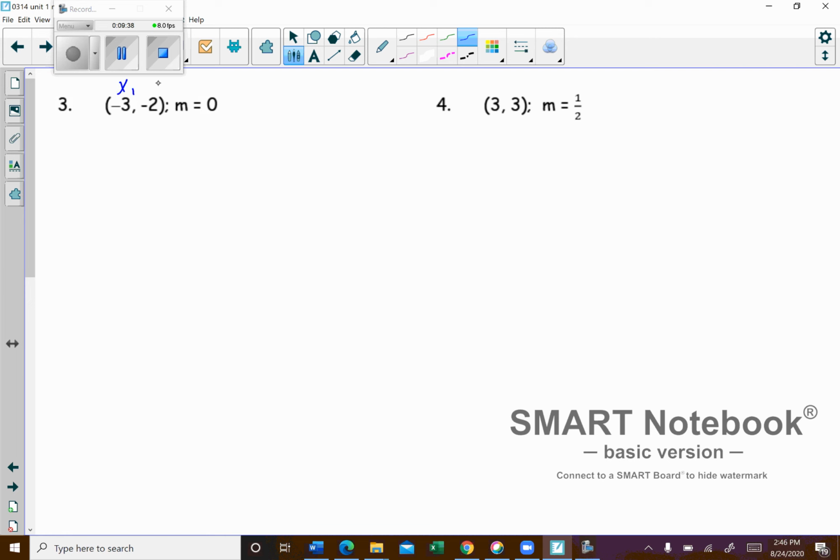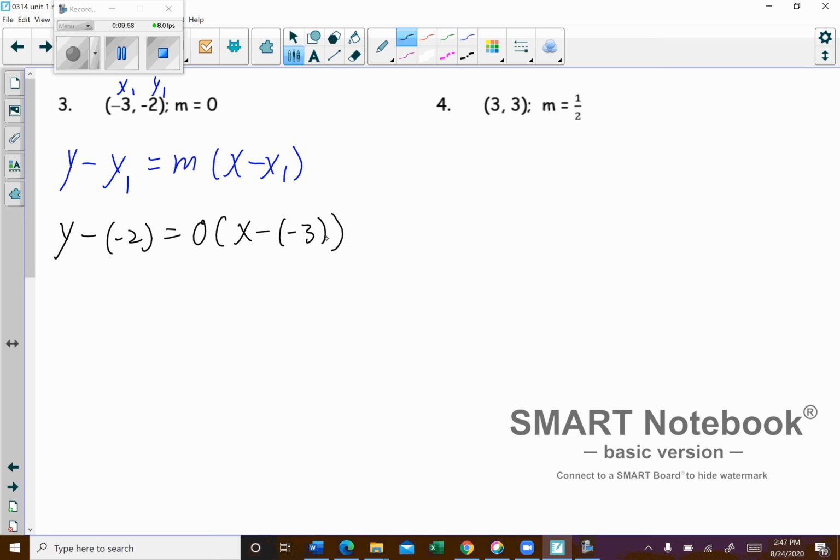So let's see, x1, y1. And I'm going to go ahead and write the formula down and start substituting my values in. So y minus negative 2 equals 0 times x minus negative 3. And so I have double negatives in 2 spots. So we'll go ahead and clean that up. So y plus 2 equals 0 times x plus 3. Okay, so that's my point slope.